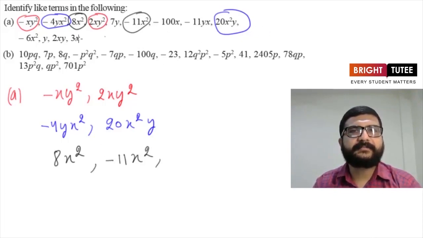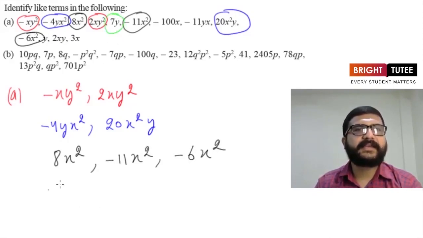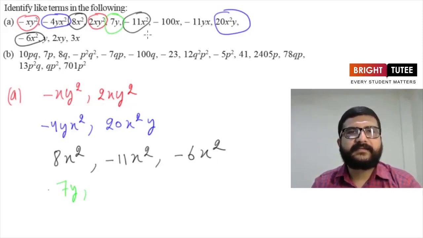And then can we have any other term? Yes, we can have one more term. It is minus 6x square. So the next term is minus 6x square. Now let's see the next group. It will be 7y. This is the first term, 7y, and then we can have this term y. So 7y and y, these two terms are like terms.